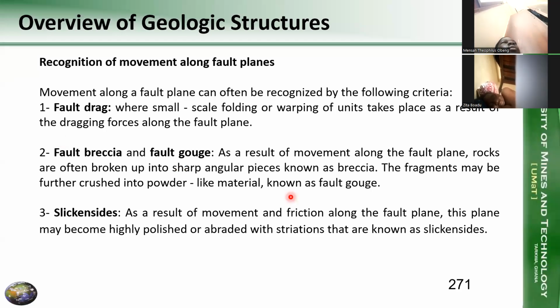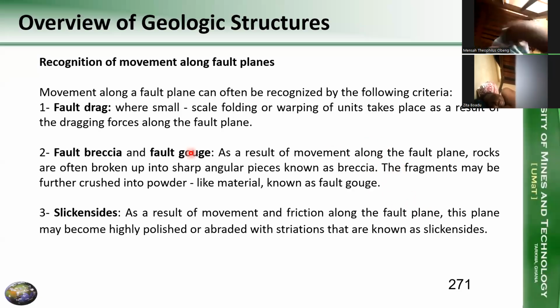And you see, if you rub something roughly against another surface, we are going to have a frictional drag, right? And because of this frictional drag, the plane is going to become highly polished or abraded. And we call that slickensides. If one surface is dragged on the second, we are going to have this highly polished surface because of the dragging, and we call those slickensides.